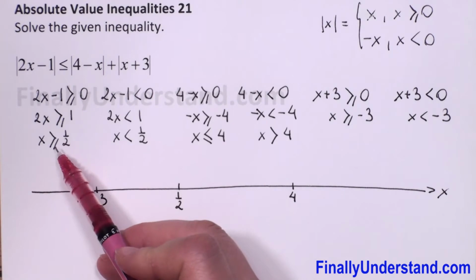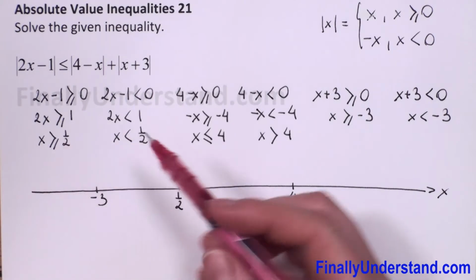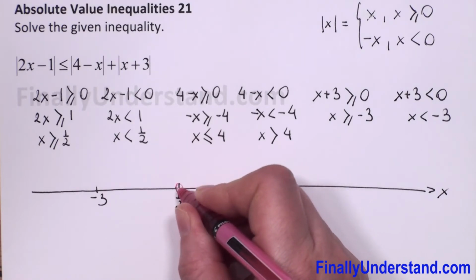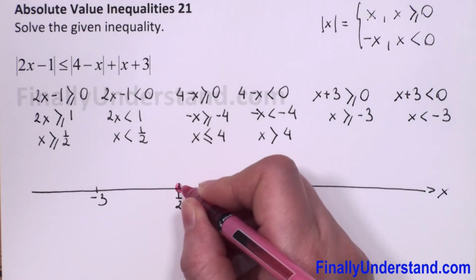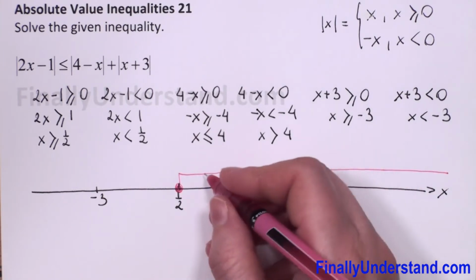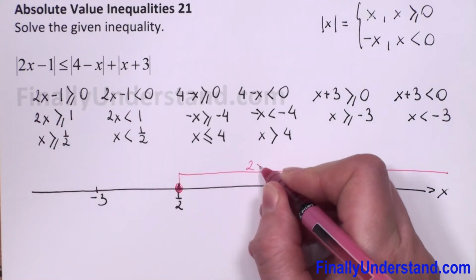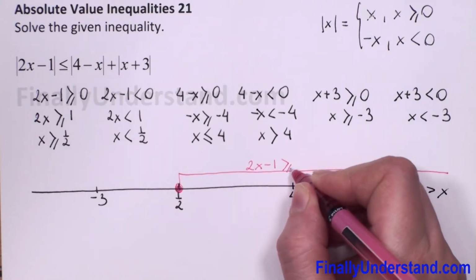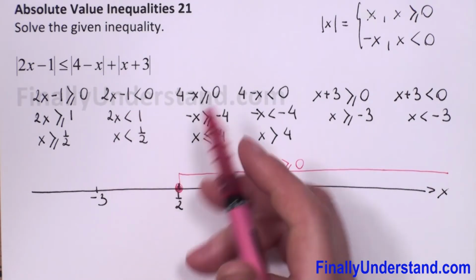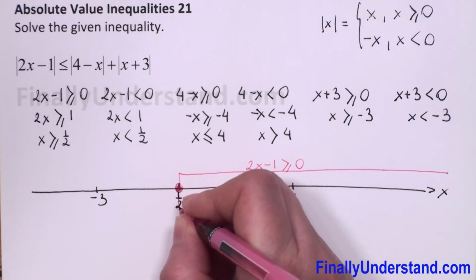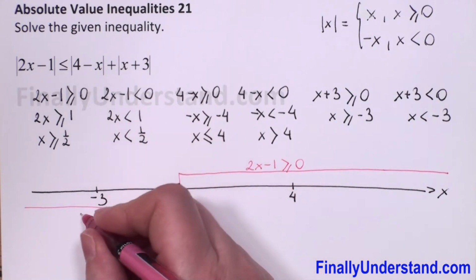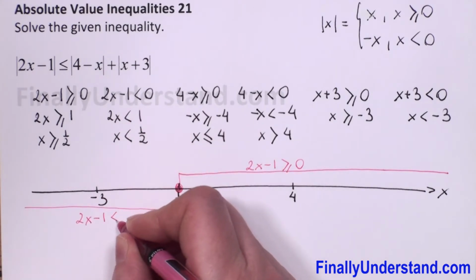We have first x is greater than or equal to 1/2. Greater or equal means 1/2 is included. And values greater we have on the right side of our 1/2. This part is for 2x minus 1 greater than or equal to 0. And the values x less than 1/2 we have on the left side of our 1/2. And this part is for 2x minus 1 less than 0.